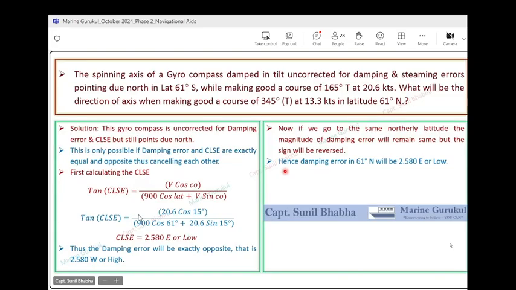So we have obtained the damping error in the 61 degree north latitude. The damping error in 61 degree north is 2.580 east or low. Let's proceed ahead now.